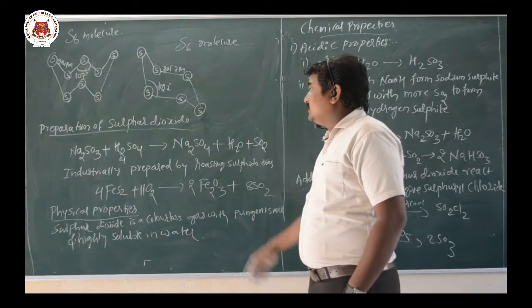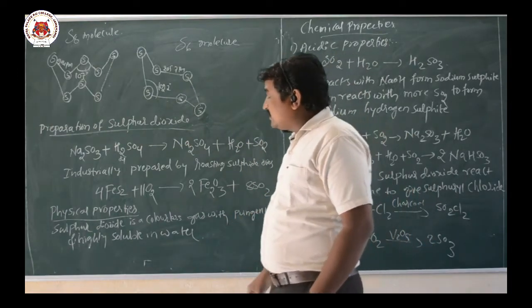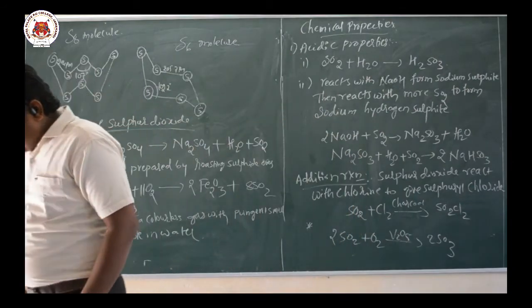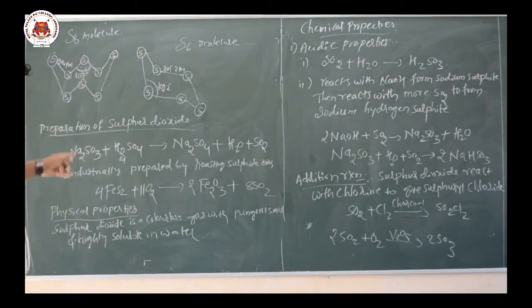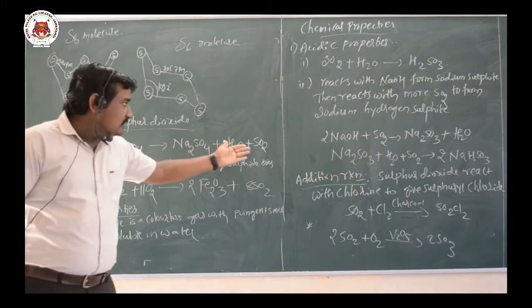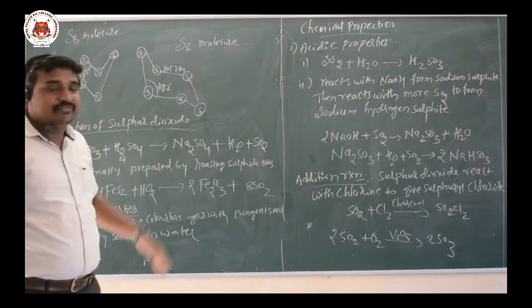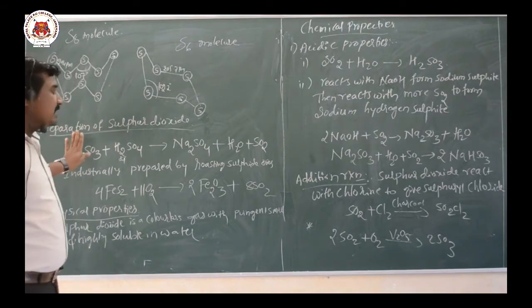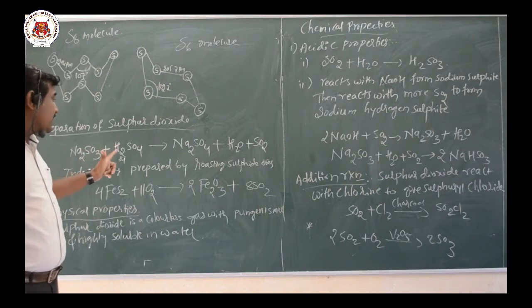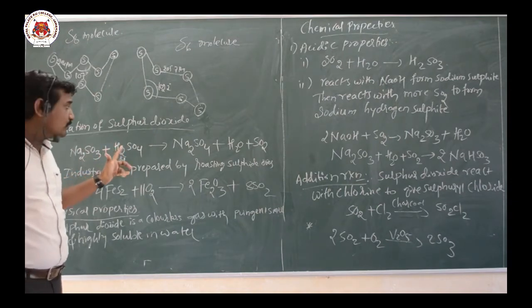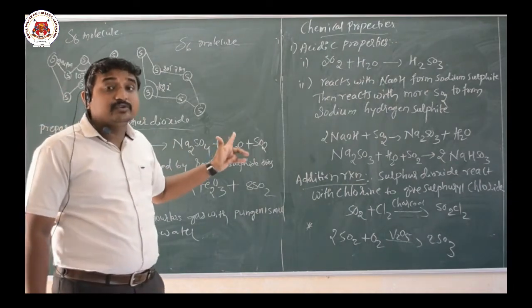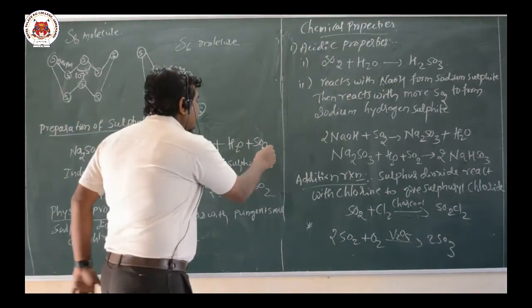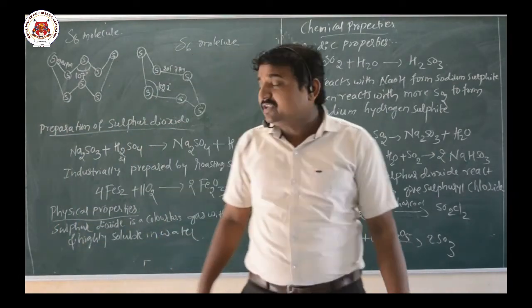Okay, now the next topic, the preparation of sulfur dioxide. Sulfur dioxide is prepared by reacting sodium sulfite with dilute sulfuric acid, which forms sulfur dioxide and sodium sulfate. So sodium sulfite Na2SO3 reacts with dilute sulfuric acid H2SO4, giving sodium sulfate Na2SO4 plus H2O, and the production of SO2, sulfur dioxide.